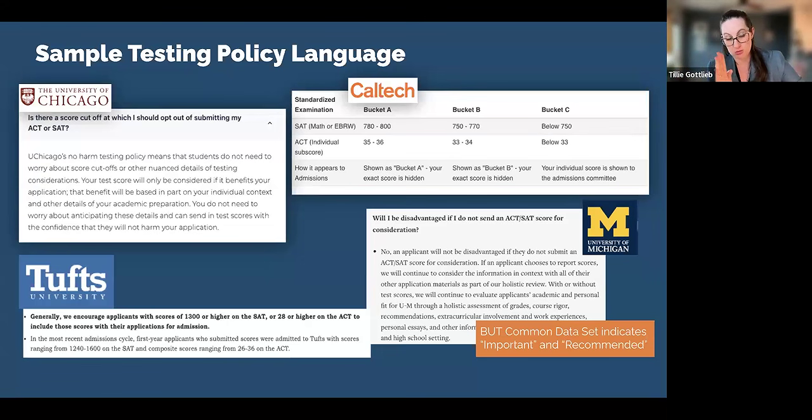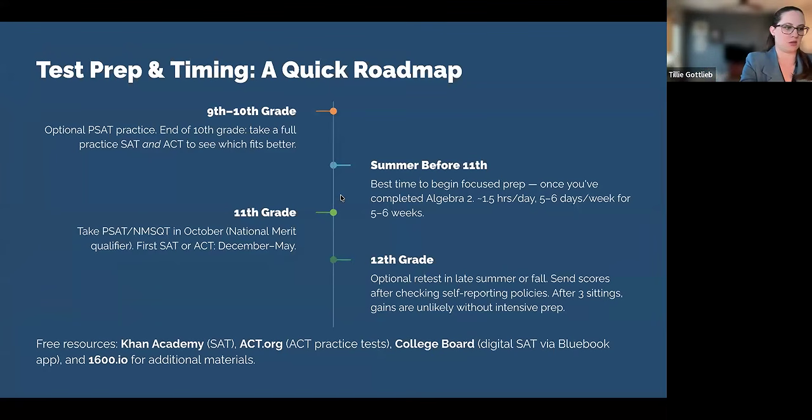And then there's Michigan, go blue. My mom went to Michigan, but this doesn't make me as happy, right? They're saying it's optional. Will I be disadvantaged? No, you won't be. But then if you look at the common data set, it indicates that testing is important. It indicates that it's recommended. So you would want to be a little bit nuanced and thoughtful about whether or not to send your scores to Michigan.